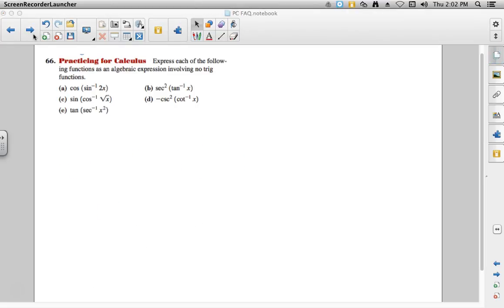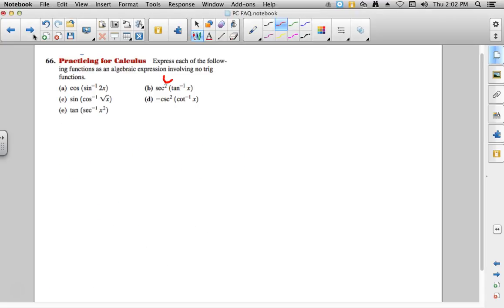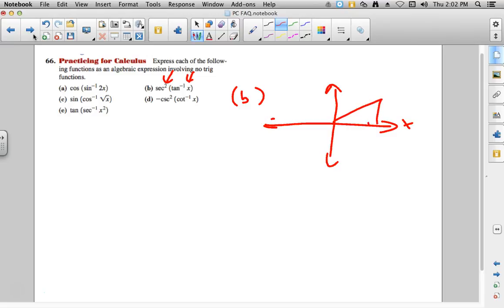And now B. You see, this one has a little trick to it, because once we figure out what the secant is, we're going to have to square that. But we really do this the same way that we do A. And that is, we have to set up an angle so that it has a tangent of x. And tangent is opposite over adjacent, so we would want that to be x over 1. And then we do the Pythagorean theorem. I'll call that one t. So x squared plus 1 squared equals t squared. X squared plus 1 equals t squared. The square root of x squared plus 1 equals t.